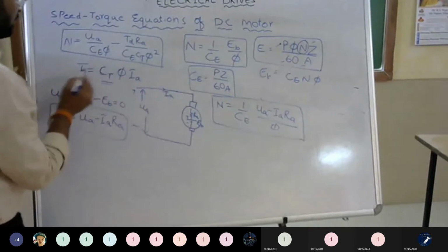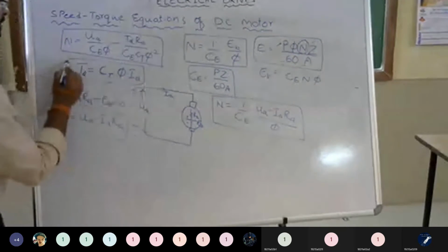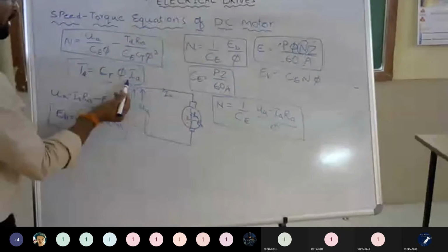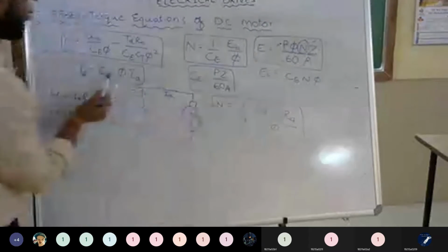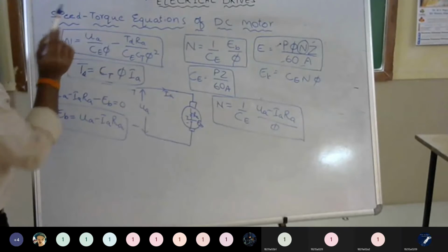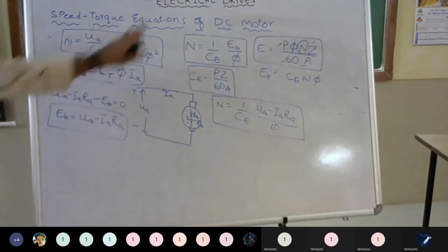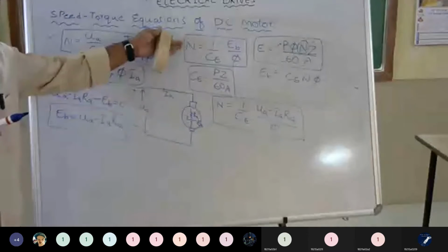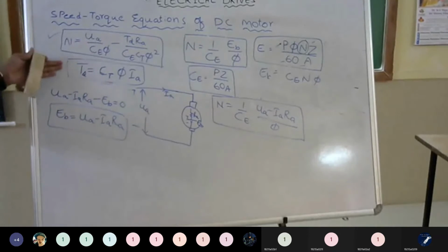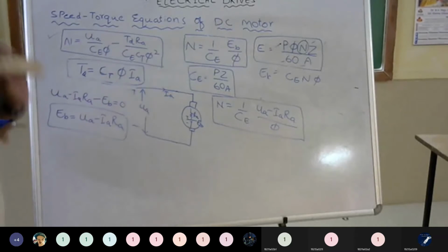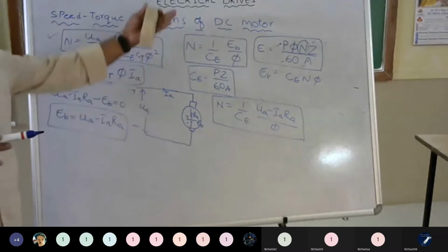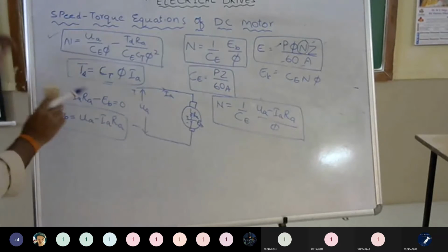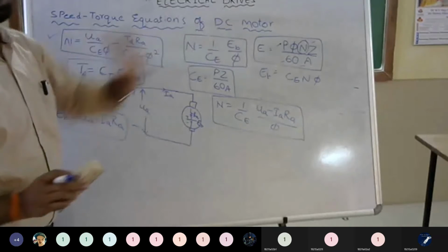In this one, from this equation, TD is equal to CT into flux into IA. So IA we can replace with TD by CT flux. If you replace IA with TD by CT flux, you will get this equation. This is the last class we took. First we derived the TD equation, then the torque equation, then we went to the speed torque equation. You can see that video from the last class. And now we have taken the speed torque equation.